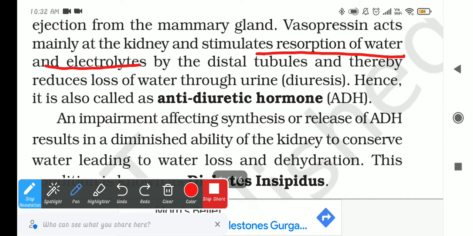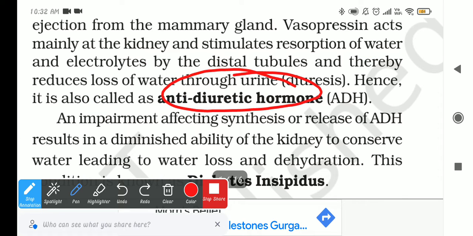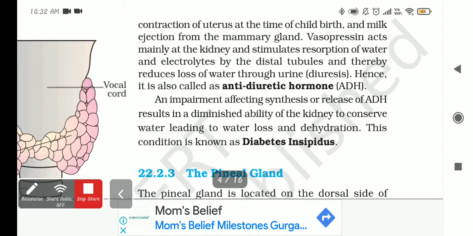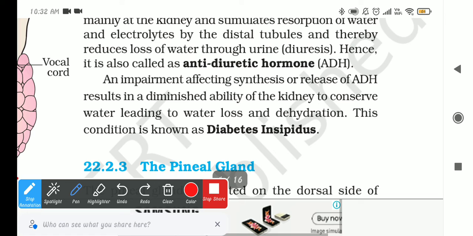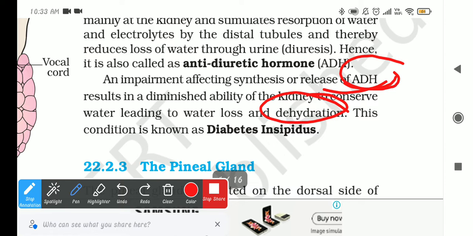They are reducing the loss of water through our urine, and therefore it is called antidiuretic hormone. An impairment affecting the synthesis of ADH results in a diminished ability of the kidney to conserve water, leading to water loss and dehydration. If there is some impairment or disorder in the release of ADH, there will be loss of water, leading to dehydration, and this condition is called diabetes insipidus.